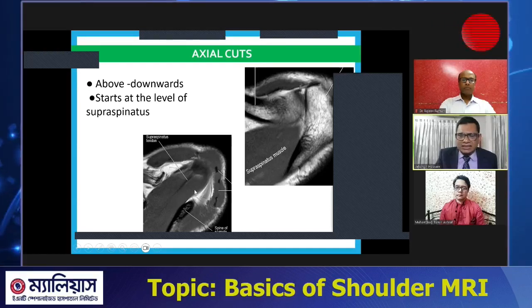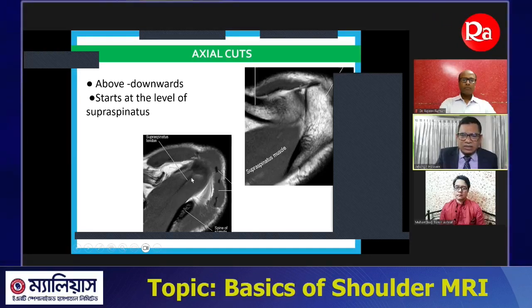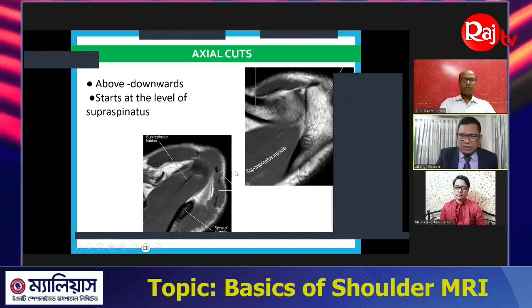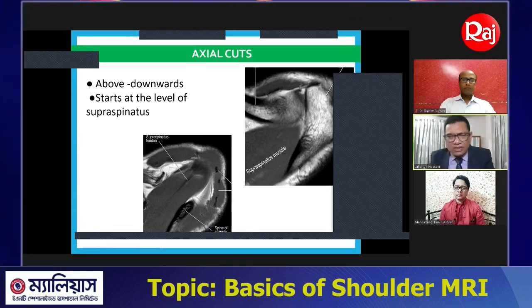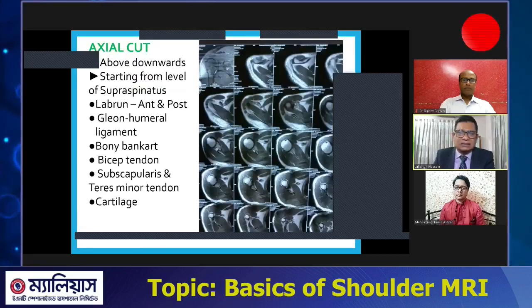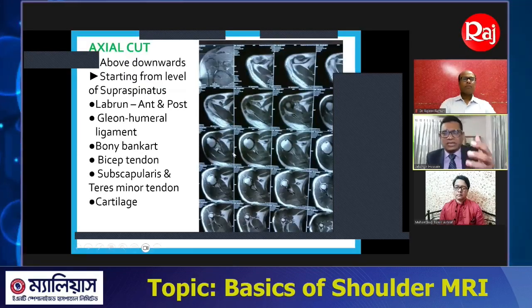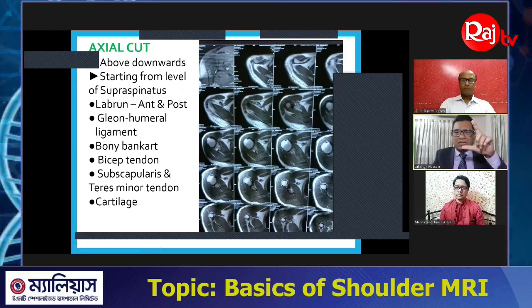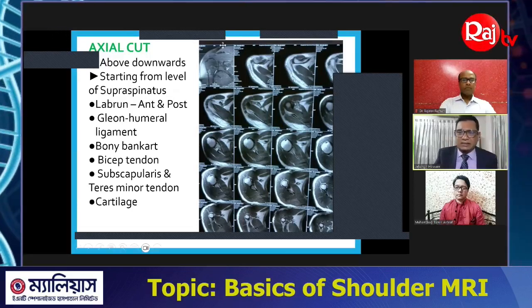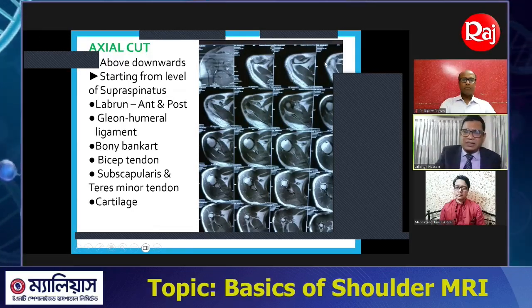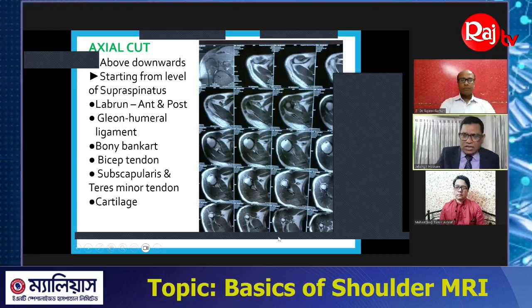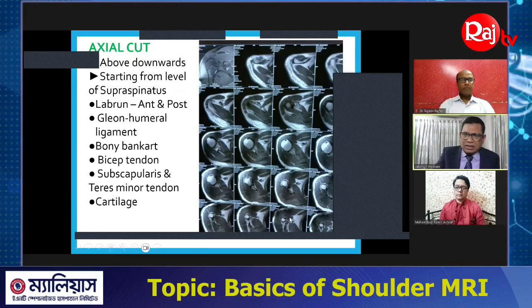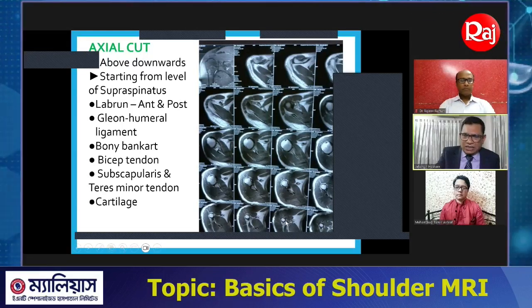So we can easily detect any pathology, muscle belly, or any abnormality from the axial cut, and we can see more from the axial cut. And when we put a total MRI film of the axial cut at the level of the supraspinatus muscle, that is the acromion and clavicle, it goes down to the scapula, up to the humeral head.